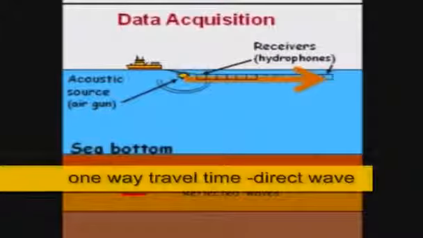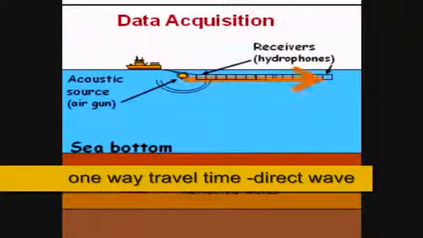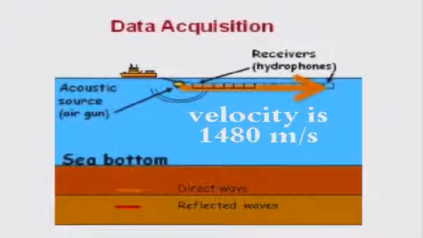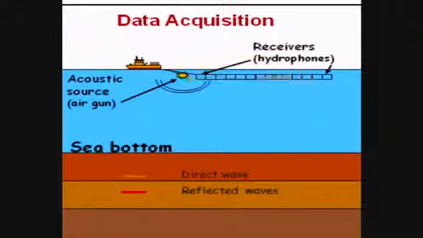Note that this is only one-way travel time. We are measuring only the time it took the wave to travel from the gun to the hydrophone. We now know the velocity of this direct wave traveling through water is 1,480 meters per second. The measurement of this yellow direct wave is one-way travel time because it did not reflect back. It did not bounce off of any boundaries. The direct wave traveled straight from the gun to the hydrophone.